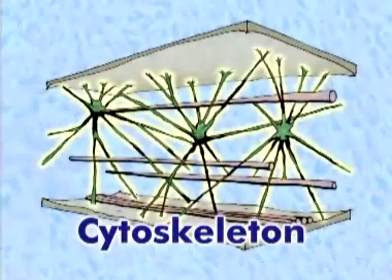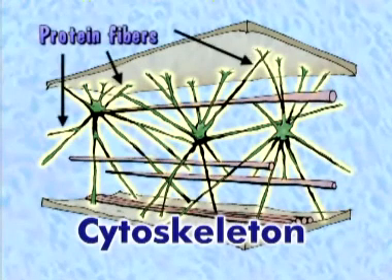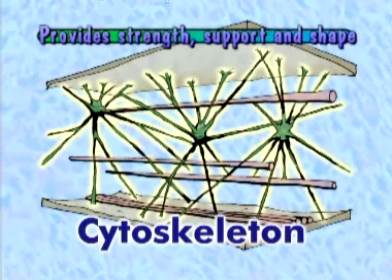Among the cytoplasm and organelles is a scaffold or skeleton, but it isn't made of bones. The cytoskeleton is composed of long, thin fibers made of protein. It provides strength, support, and shape for the cell.